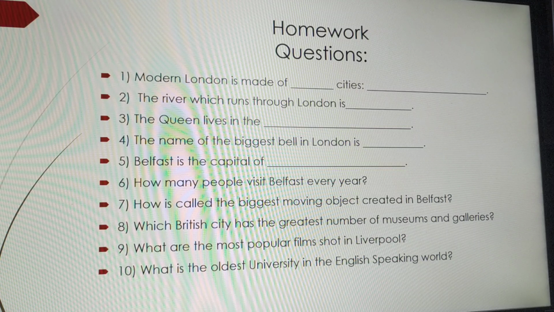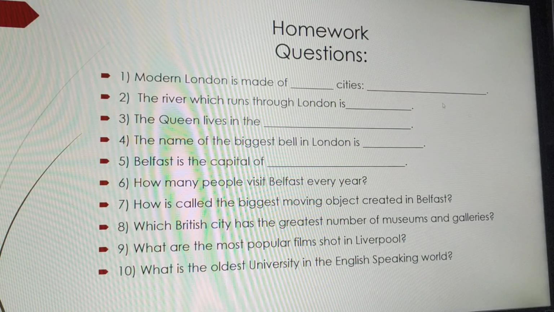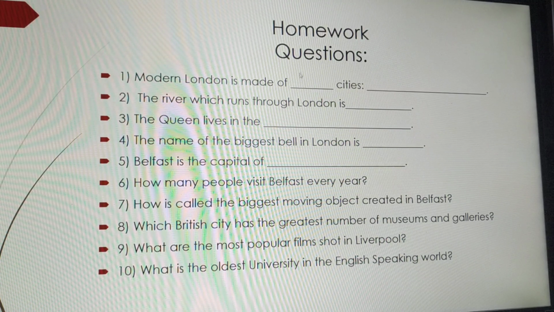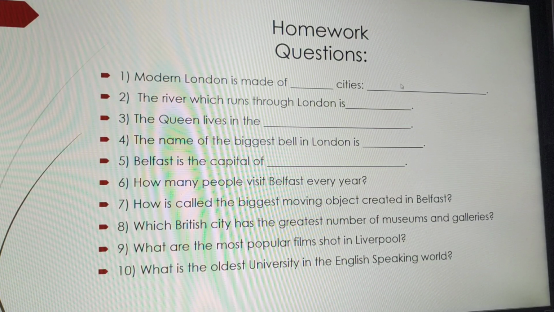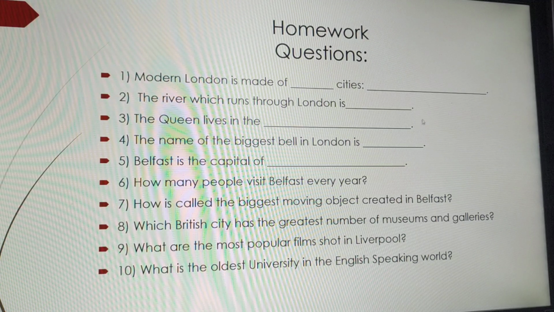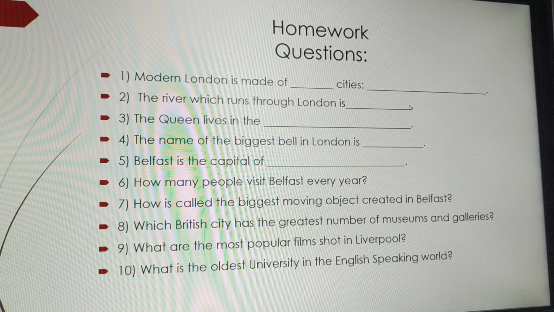Okay, question number 1. Modern London is made of, so you have to write here how many cities there are in London. After that, you will have to recall them. So here you have to write the number, and here you have to write the names of the cities. Question number 2. The river which runs through London is. Write the name of the river. I'm sure that you remember it.